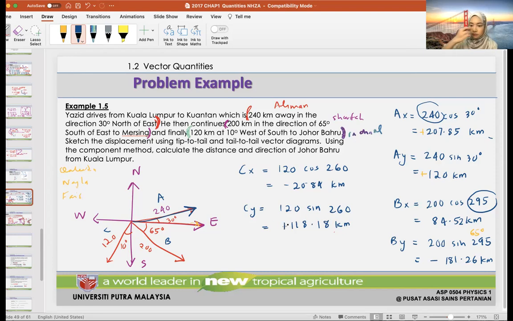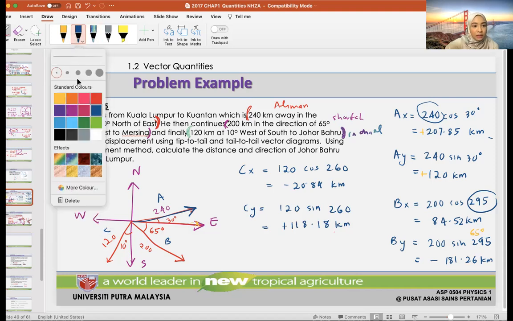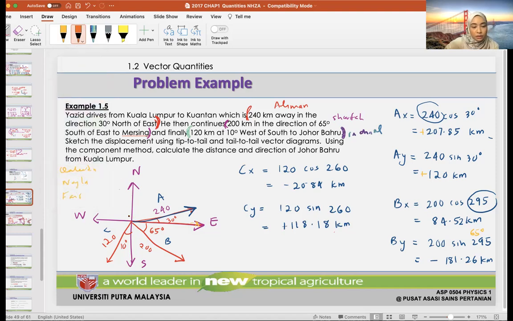Okay, so let's check this one. Rachel is doing C. Thank you so much, Rachel. C is the vector going down here. So if I resolve it, this is my CX, and this is my CY. So I should be getting a negative X component and a negative Y component.